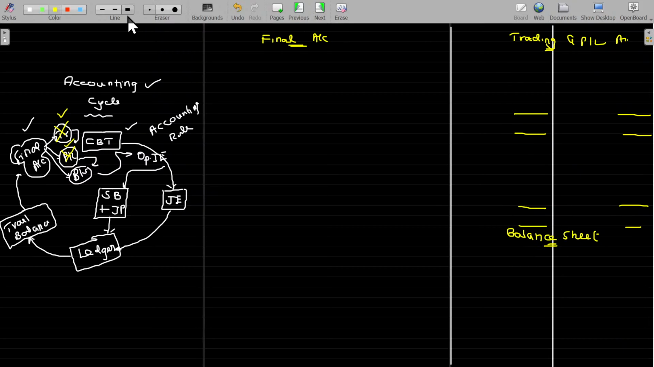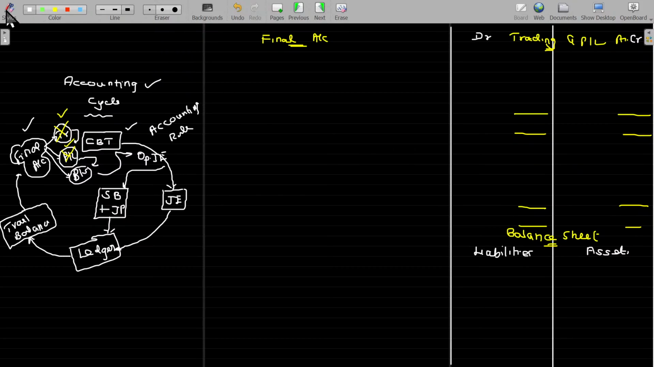In trading account, left hand side is debit or expense side. Right hand side is the credit or income side. When it comes for the balance sheet, your left hand side will be named as capital and liabilities, especially we call that as being liabilities. And in the case of right hand side, it will be named as assets.